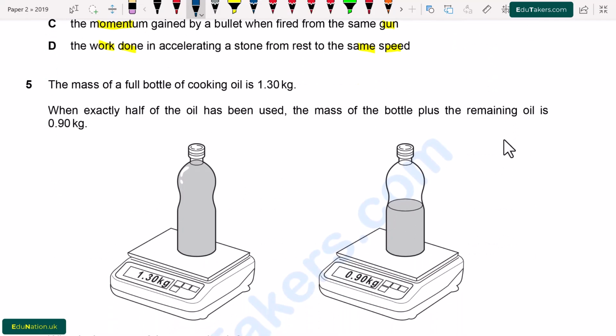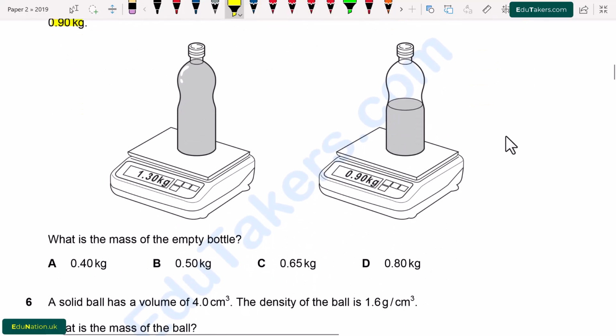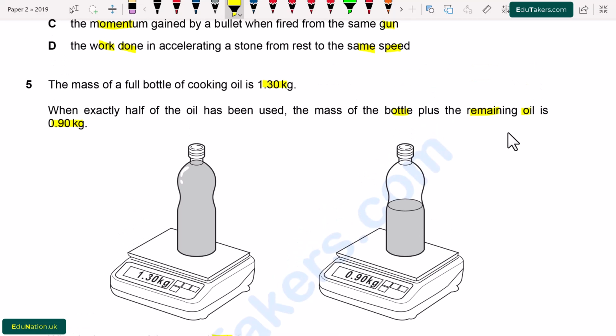Question number 5. The mass of a full bottle of cooking oil is 1.30 kilograms. When exactly half of the oil has been used, the mass of the bottle plus the remaining oil is 0.90 kilograms. What is the mass of the empty bottle? Here we have to find the mass of the empty bottle. First of all, the mass of the full bottle, bottle plus cooking oil, is 1.30 kilograms.